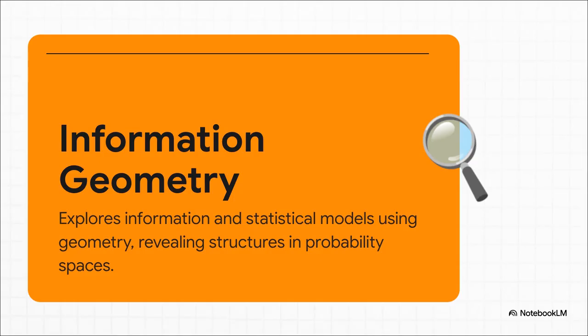Okay, so the real key here is that last little bit, spaces of probability distributions. It sounds complicated, but that's just the fancy term for the actual terrain we're mapping. See, every single point on this map isn't a city or a town. It's a statistical model, a unique way of looking at a chunk of data. And this whole field uses the powerful tools of geometry to find the hidden connections between all of them.